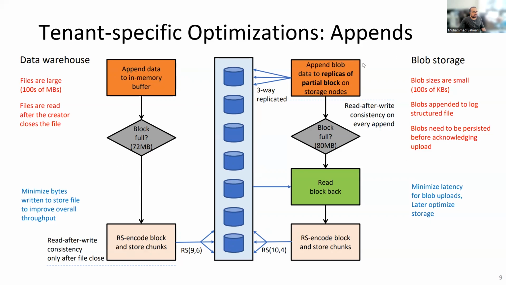In contrast, blob storage handles small blobs of chunks. First of all, it replicates in 3 ways. It takes the small data, and then it replicates 3 times in a particular block. And then it keeps checking whether the block is full or not. As the block is full with the data, that block is read again. And since it contains 3 replicated copies, then it is compressed. And finally, the chunks are stored in the particular locations.